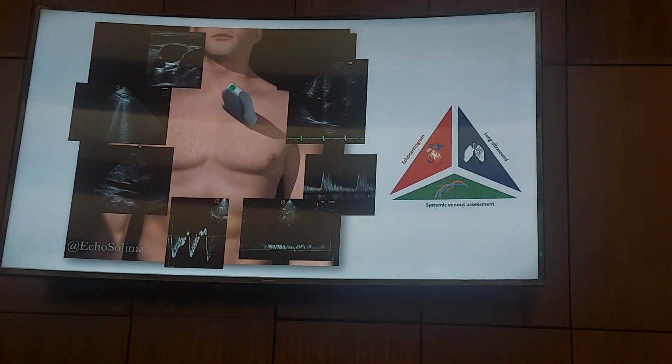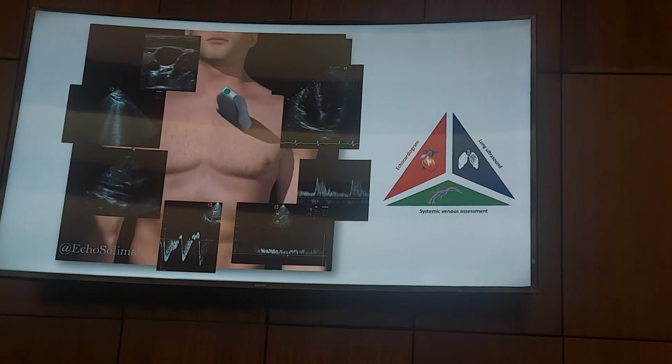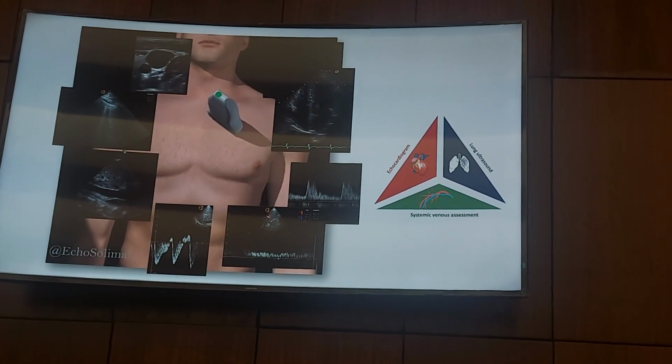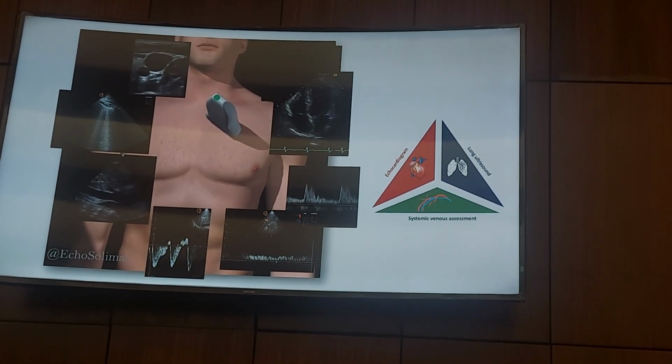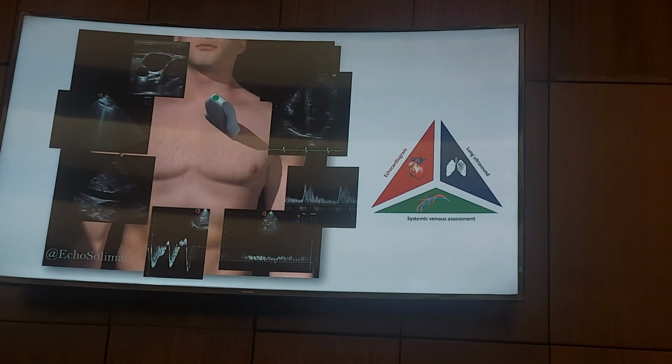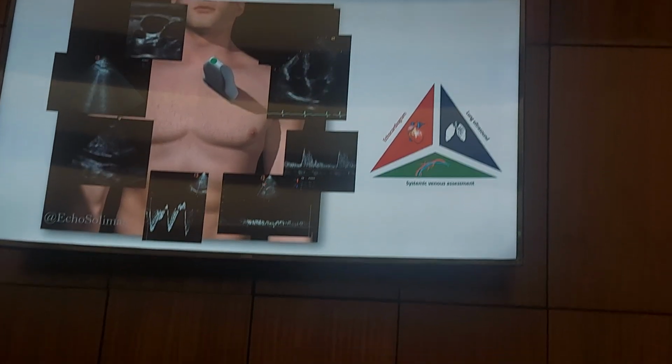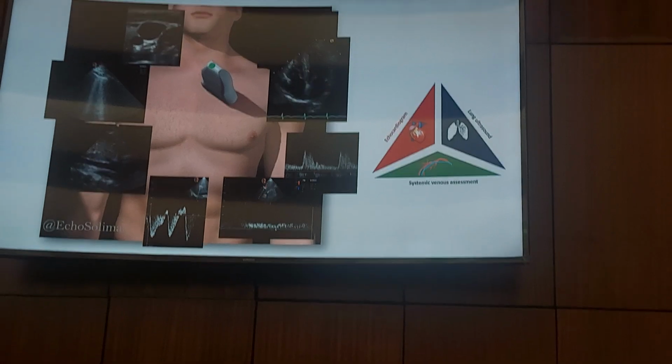And that is the pyramid of point of care ultrasound: cardiac, lung, and VeXUS. And I think it's time to do the practice. But first, I'll take some questions if you have any before we do the hands-on.